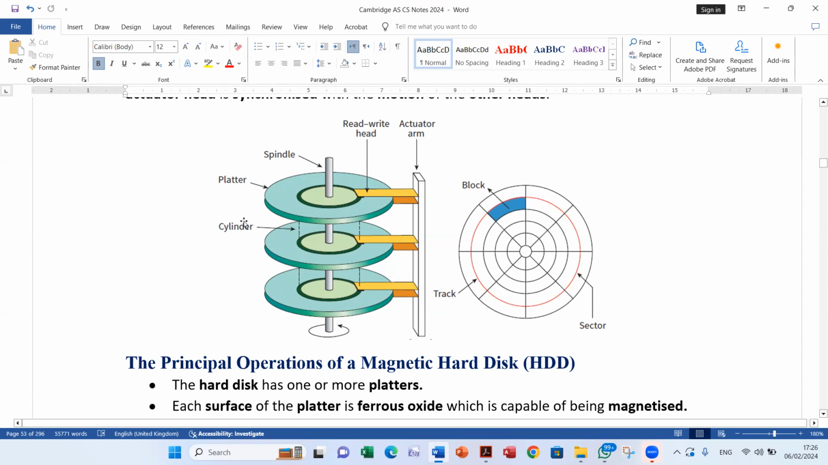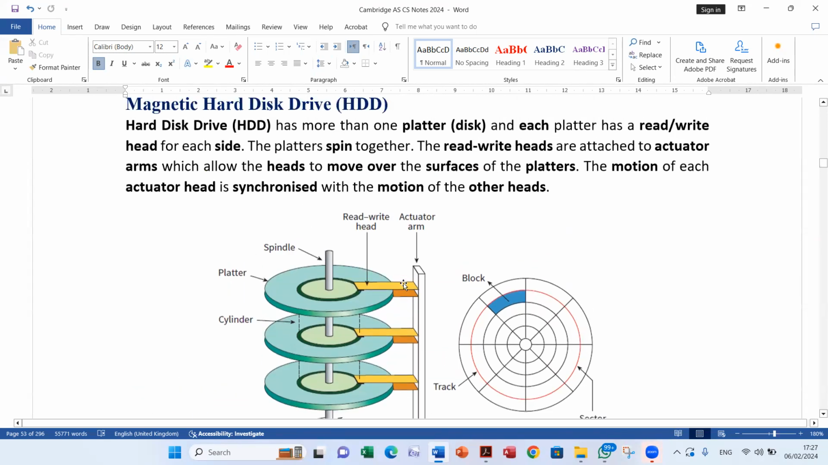The spindle starts spinning and the plates start spinning, and the read and write head moves in and out to access any data on any track or any sector on the surface of the disk. Data is stored in the form of tiny magnets that represent the binary data, ones and zeros. So a hard disk drive, HDD, has more than one platter disk, and each platter has a read and write head for each side. The platters spin together.